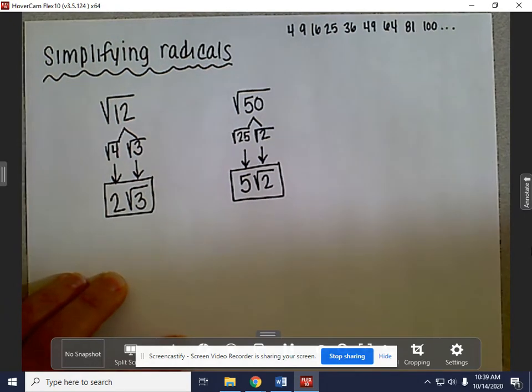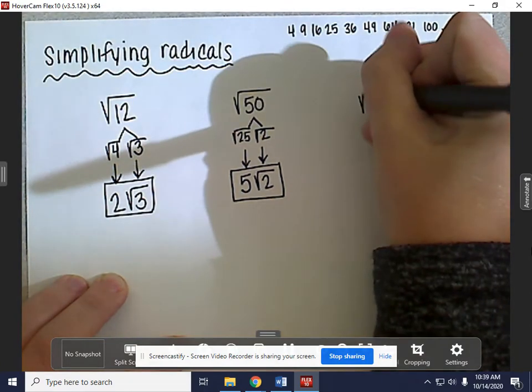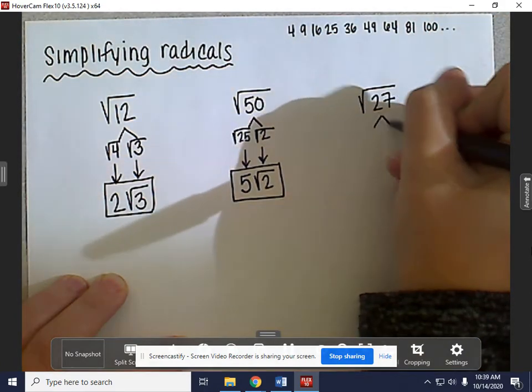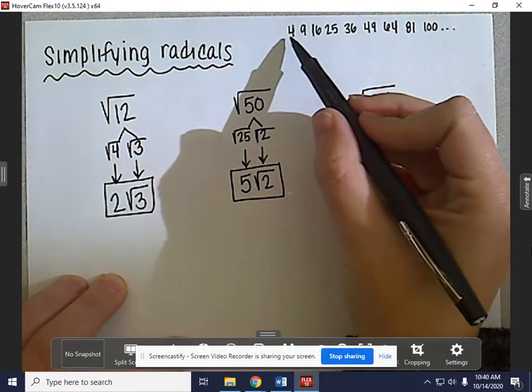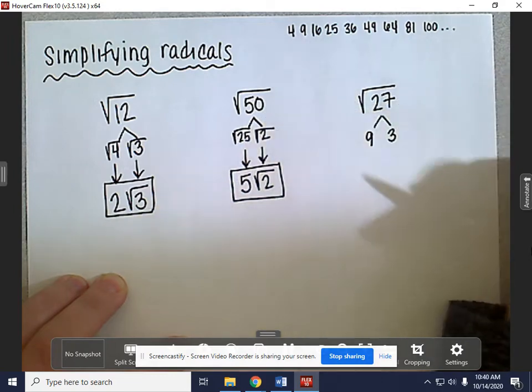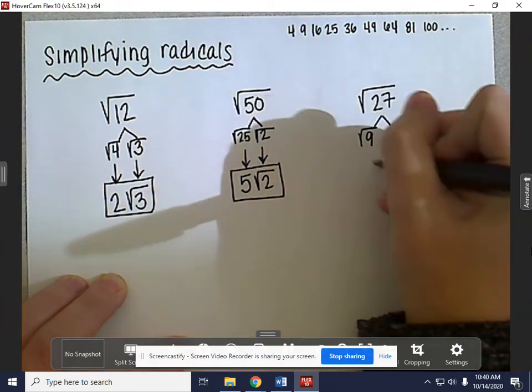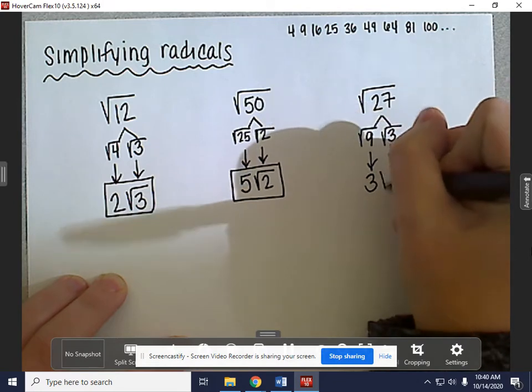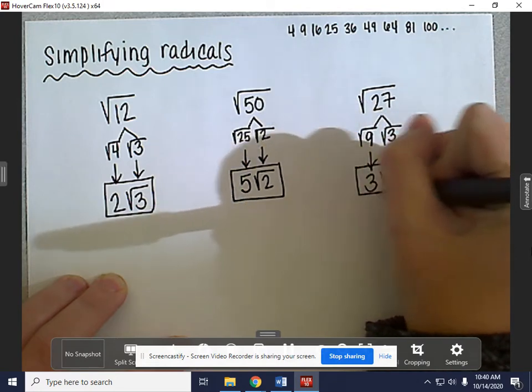So let's try a few more just to make sure we're getting used to the process. So let's say I said the square root of 27. Okay, so I'm going to break it down. I just kind of go through this list. Okay, it's not divisible by 4. Oh, 27 is divisible by 9. 9 times 3. So what's the square root of 9? It's 3. And the square root of 3 we say is irrational, so it stays underneath.